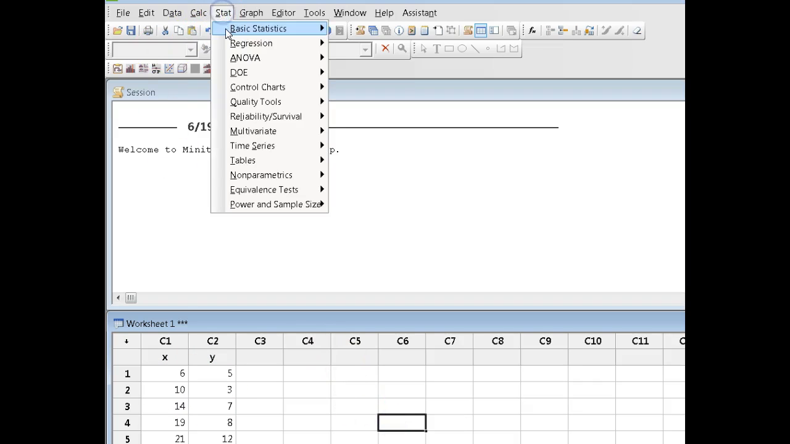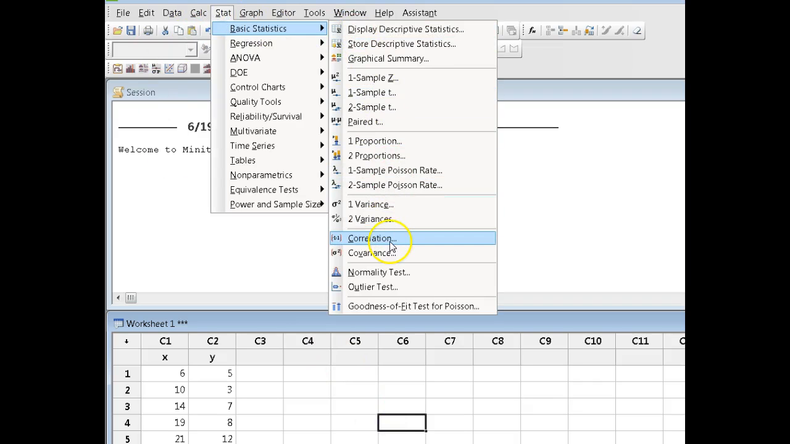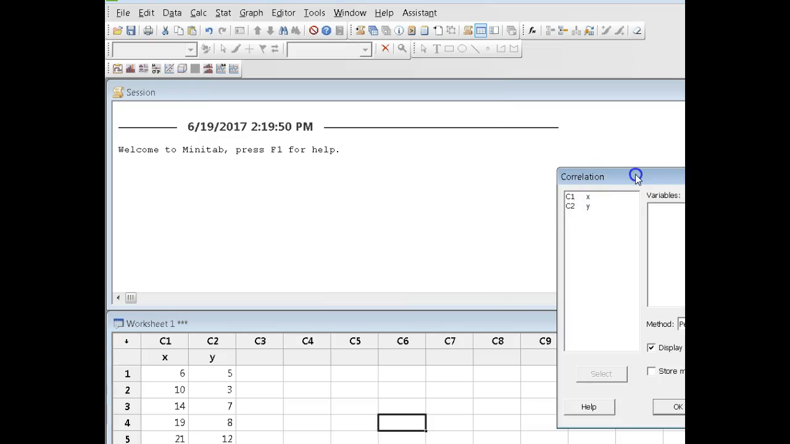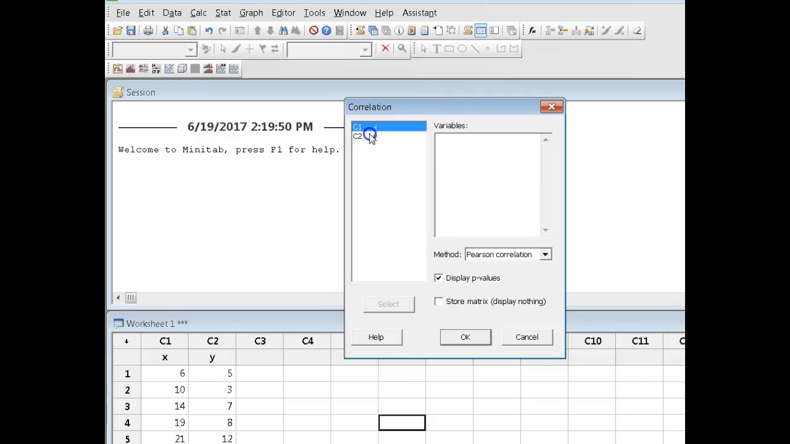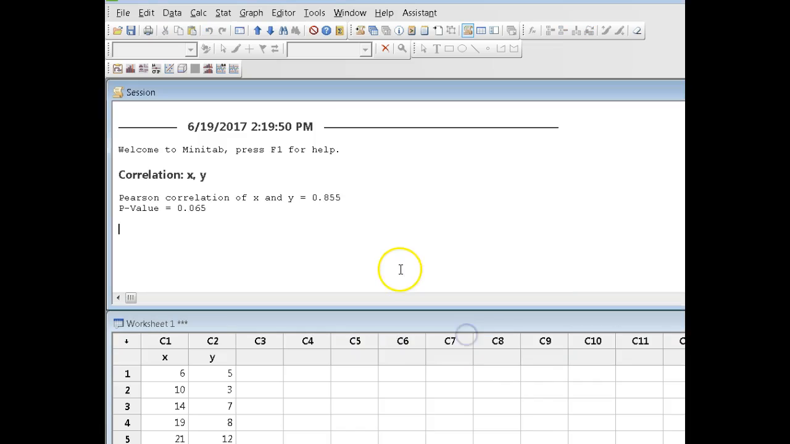Okay, we go to the Stat tab, Basic Statistics. Three quarters of the way down, we're looking for correlation, and Minitab tells us that this will be a number that measures the strength and the direction, meaning positive or negative, of the linear relationship between the two variables. Alright, you pick your 2 columns of data, and by default it's going to do Pearson's correlation and leave it at that. Click OK, and here's the answer we get.